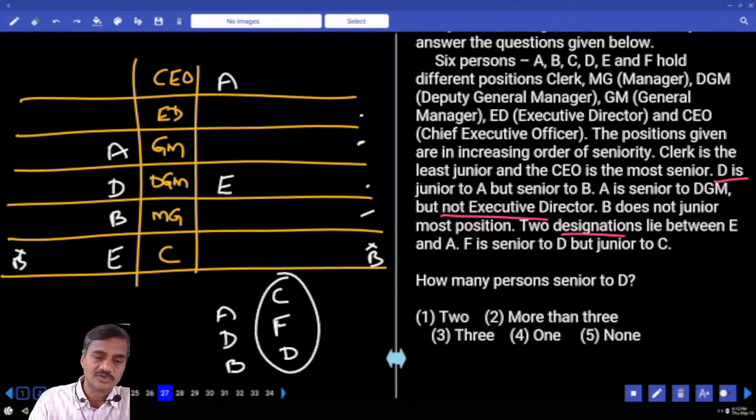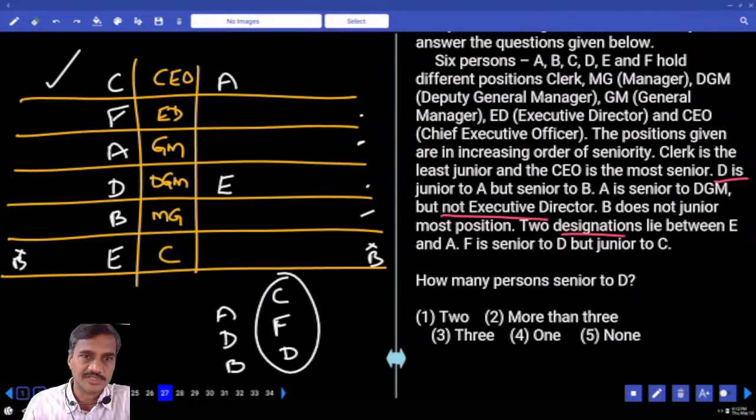Then we are left with the remaining 2 people. And who are the remaining 2 people? C and F. Done with this? And this is the final arrangement we have.